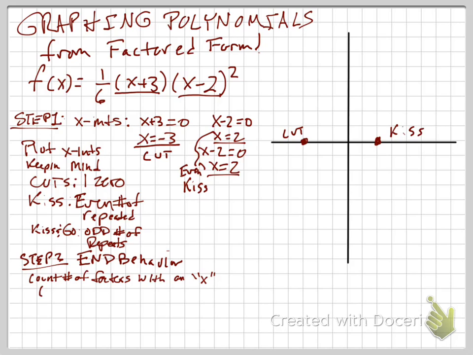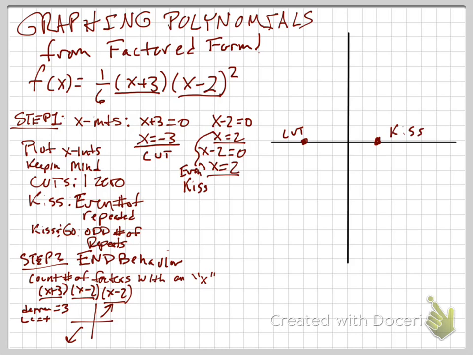So since I have an x plus 3 and an x minus 2, there's an x minus 2, but there's really two x minus 2's, right? There's 1, 2, 3 factors with an x. I know my degree is 3, and the leading coefficient is positive. So my end behavior, if it's odd and positive, I know is going to go up there and down here. So that's going to help kind of save me some time as well.